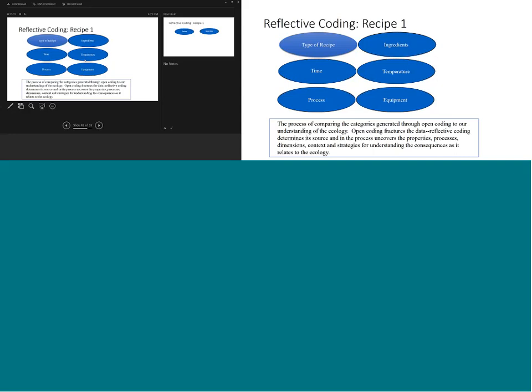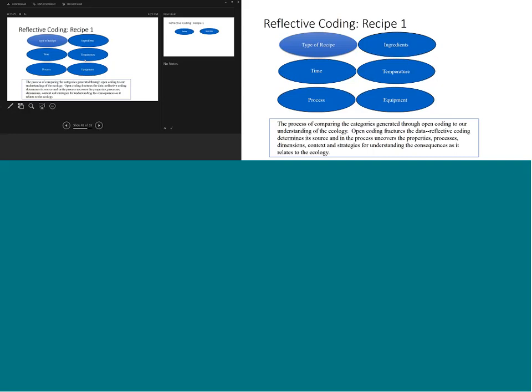Axial coding or reflective coding is really just a process of comparing the categories generated through open coding to our understanding of ecology. And again, it goes back to our theoretical conditioning. I already know what I'm looking for and what I hope to find in a good cookie. Now what I want to do is let the data sort of emerge, let these recipes kind of talk to me.